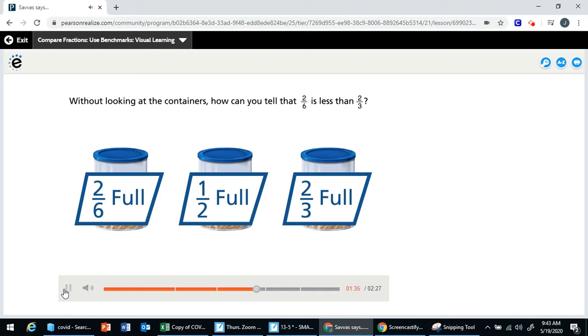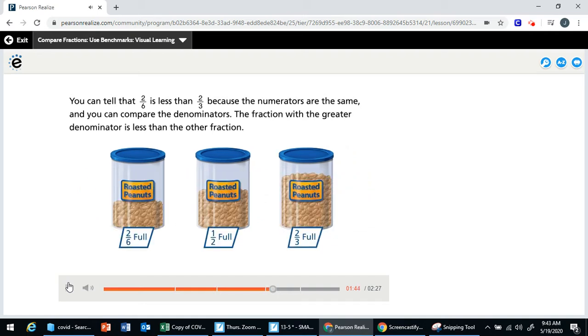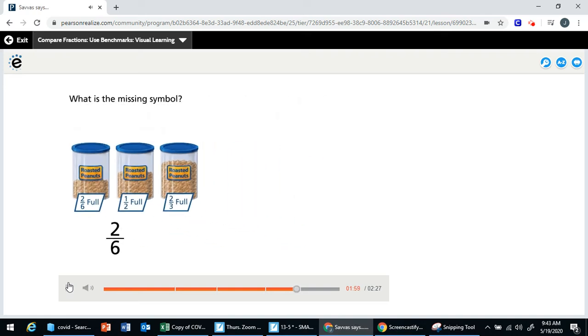Without looking at the containers, how can you tell that 2/6 is less than 2/3? You can tell that 2/6 is less than 2/3 because the numerators are the same, and you can compare the denominators. The fraction with the greater denominator is less than the other fraction. What is the missing symbol?